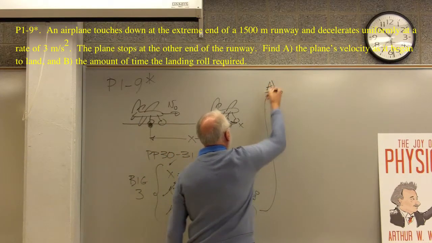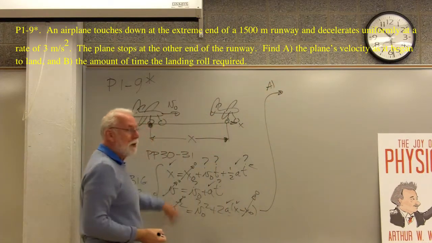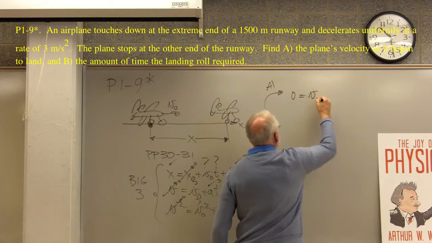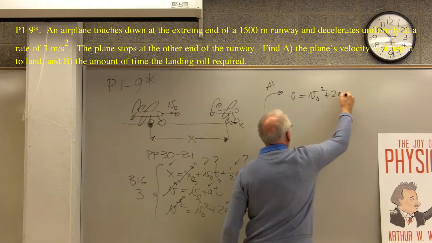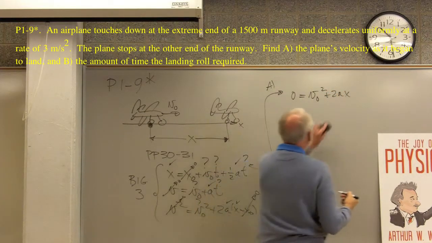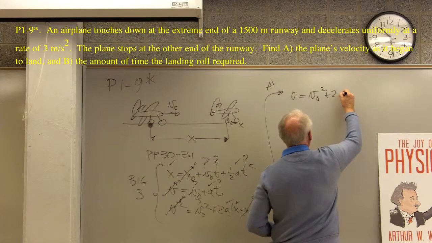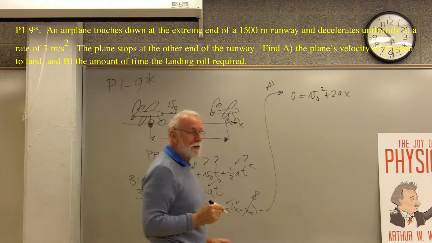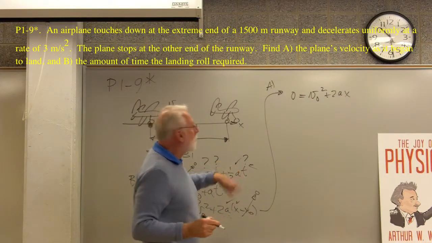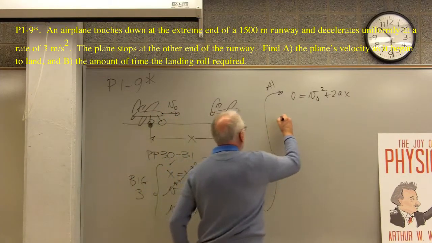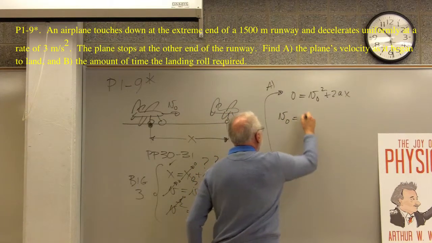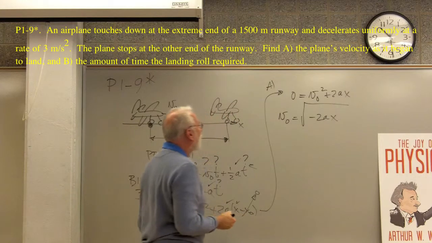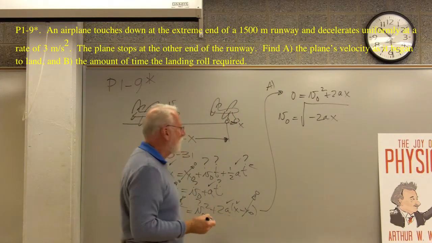So we're solving part A, and we'll just take this equation up there. That's 0 equals v0 squared plus 2ax. Boy, the a's are troublesome today. Okay, so then, great. We should be able to solve this. And v0 is what we're after, so we can say v0 equals the square root of minus 2ax.